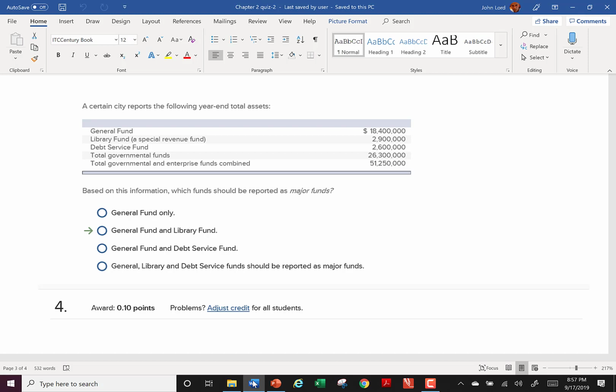Question? It has to be greater than? Greater than or equal to. Greater than or equal to 10%, 5%.